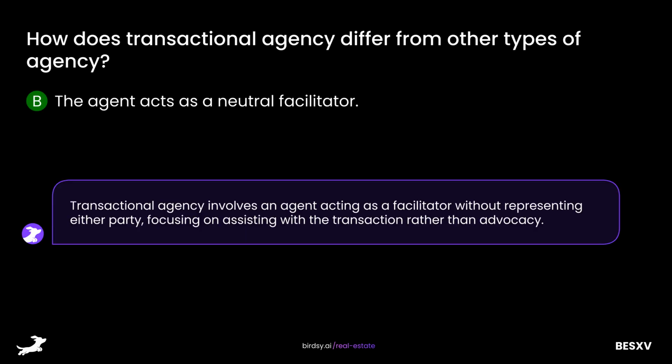Transactional agency involves an agent acting as a facilitator without representing either party, focusing on assisting with the transaction rather than advocacy.